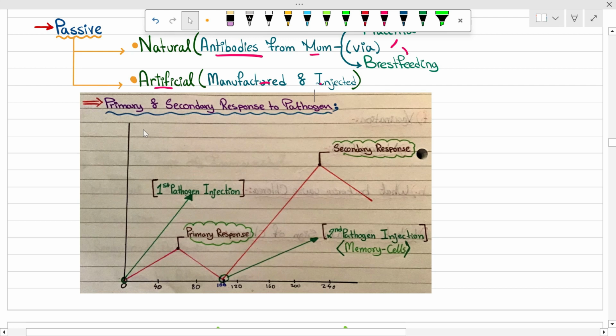This is a graph not required for A-levels, but just to understand the primary and secondary response to a pathogen. So on the graph, as we see, the primary response to a pathogen after the first pathogen injection, we have a low concentration. But after the second pathogen injection, memory cells are produced and there's a high concentration. To understand this, we need to understand memory cells, which we're going to do in the upcoming slides.